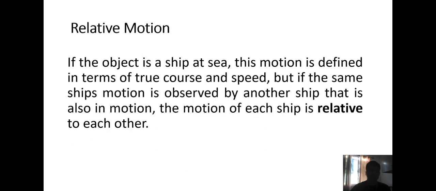If the object is a ship at sea, this motion is defined in terms of true course and speed. But if the same ship's motion is observed by another ship, this is also in motion. The motion of each ship is relative to each other. So this explains relative motion when we observe two ships that have different directions, speeds, and distances.